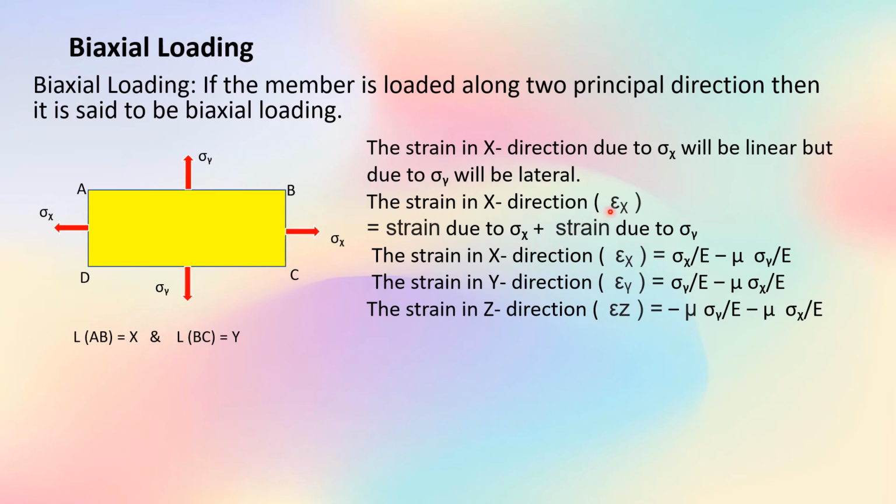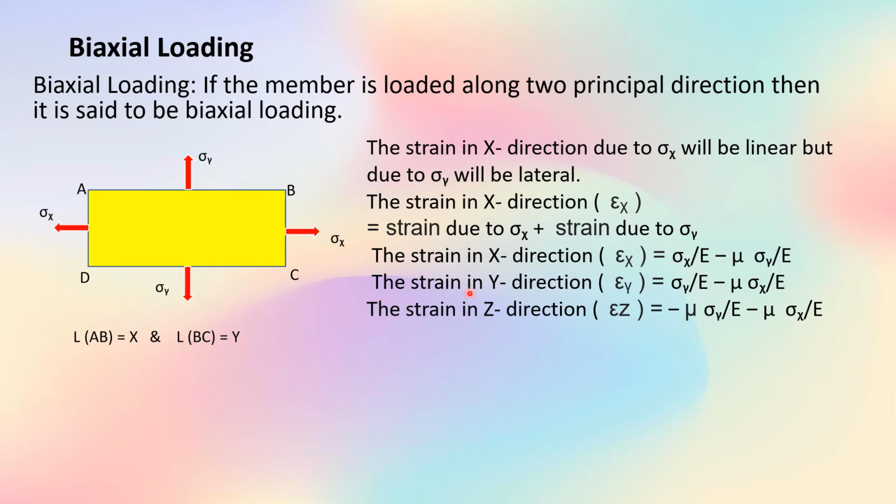Now the total strain in x direction will be strain due to sigma x plus strain due to sigma y. So epsilon x will be sigma x divided by E, and strain due to sigma y will be minus mu sigma y upon E. Now sigma y upon E is the linear strain, and if I multiply by mu I get the lateral strain, and if the linear strain is positive, the lateral strain is negative. So this is the minus sign which we have to give here.